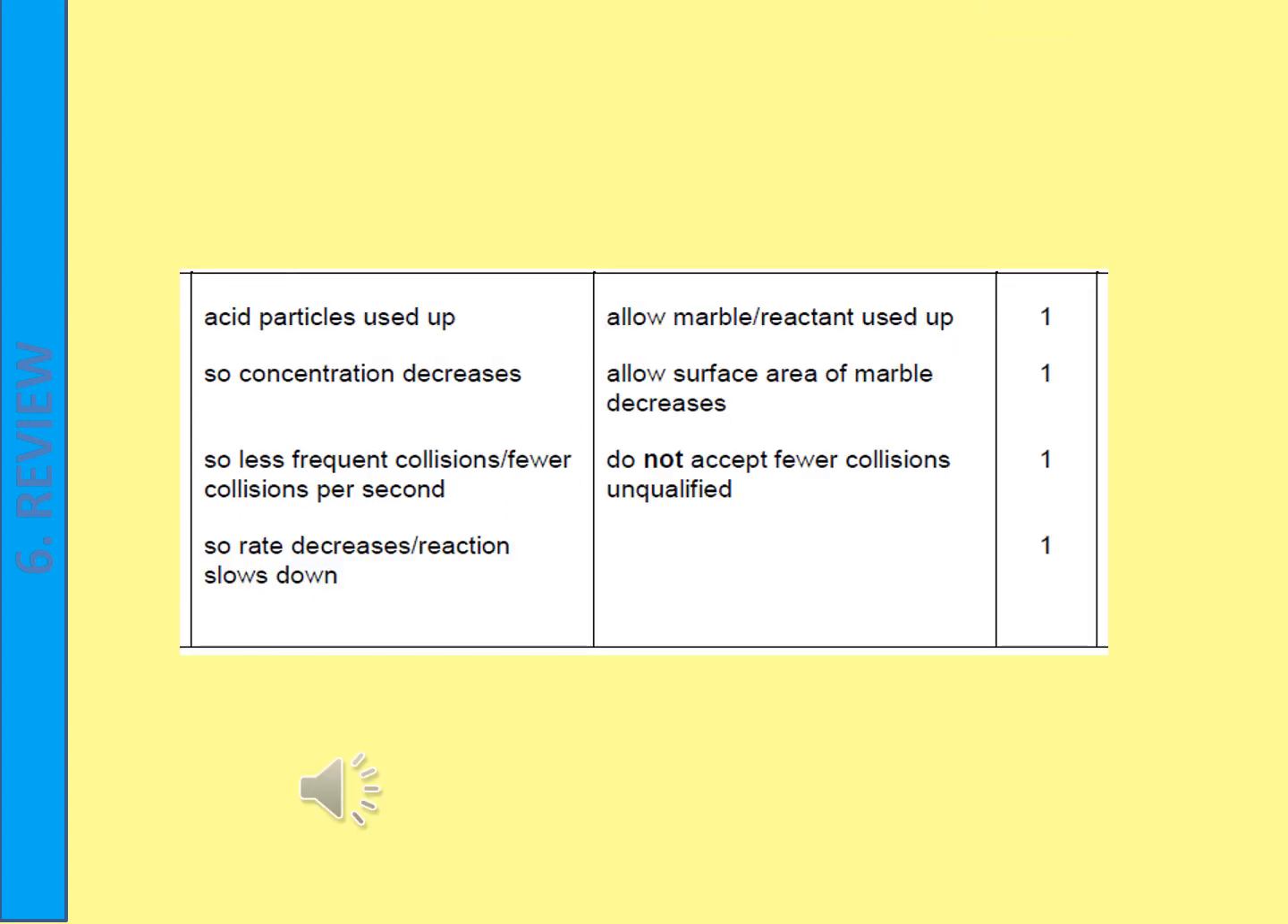So in the answer to the second question, they are looking for the fact that the acid particles get used up, and so the concentration of those acid particles decreases. Because of that, you get less frequent collisions, or fewer collisions per second. You will notice that they do not accept fewer collisions, and that's because, as we discussed in the previous question, you will end up with the same number of collisions in total. The qualifying mark is for the fact that you tell me that the rate decreases or the reaction slows down.